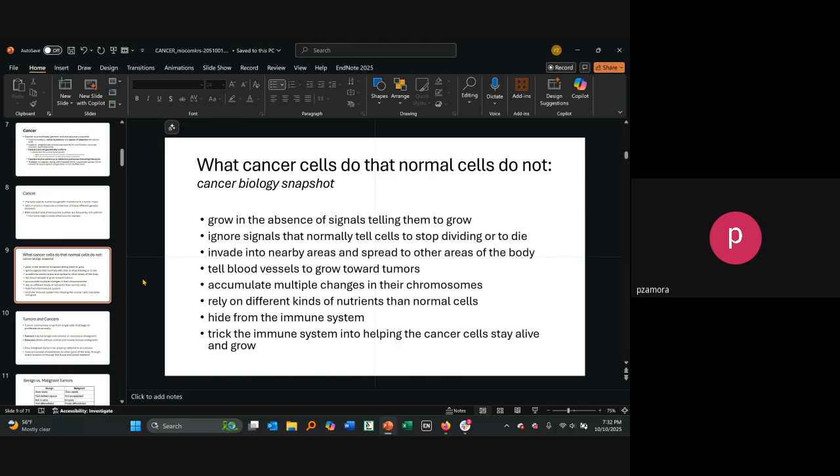The cancer cells can tell blood vessels to grow toward the tumors. They can control their own feeding behavior, in other words. They accumulate multiple changes in their chromosomes. They rely on different types of nutrients than normal cells. One of the earliest findings about cancer cell biology is that tumor cells use glucose differently than normal cells. It's a fundamental finding.